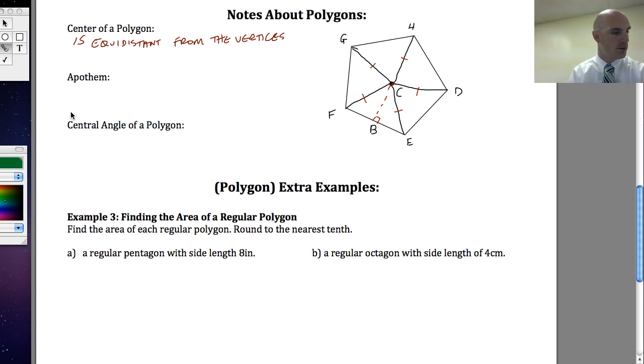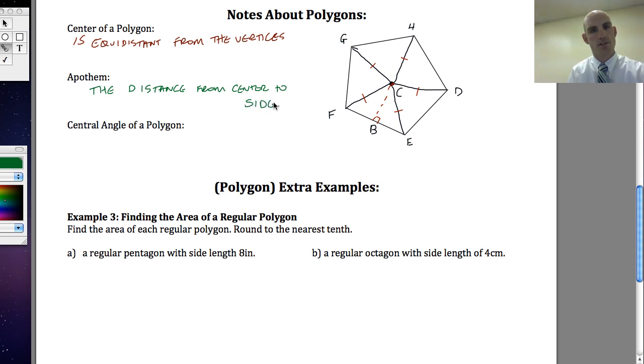The apothem, however, is the distance from the center to a side. So this dotted line here that I'm drawing is the distance from a center to the middle of a side. Notice it forms a 90-degree angle here. So I actually have an apothem for each side, and I can label that with an A for the apothem. So that's dividing these triangles into halves.